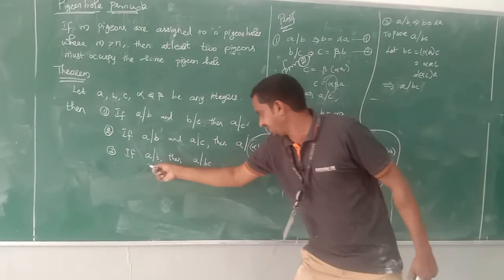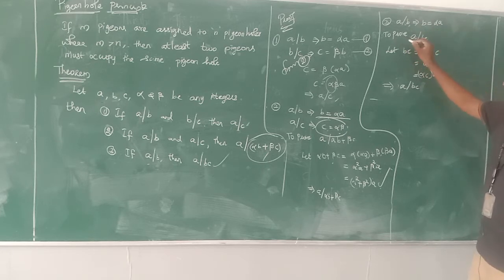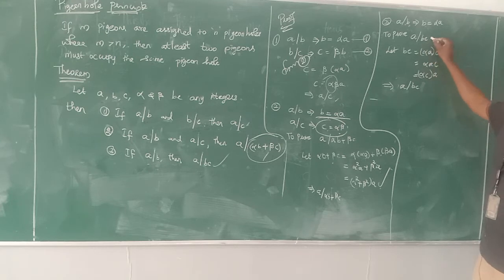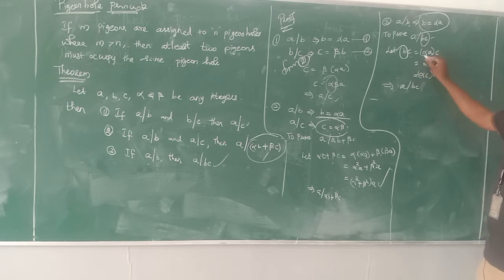The third part is, if a given b, then you have to prove a given bc. So a given b can be written as b equal to some integer alpha times a, so b equal to alpha a. Now to prove a given bc, let us assume bc. We know the value of b, from the above equation b equal to alpha a. So bc equals alpha a into c. Using ordinary multiplication, alpha a into c.